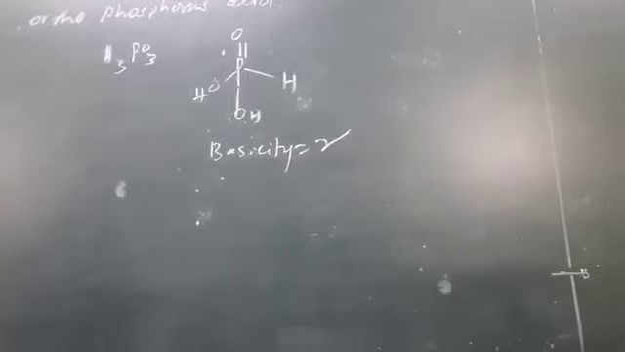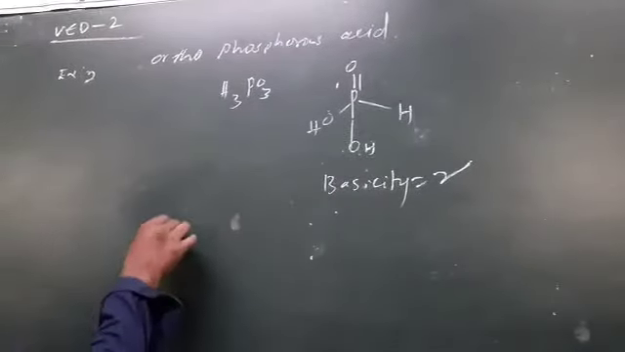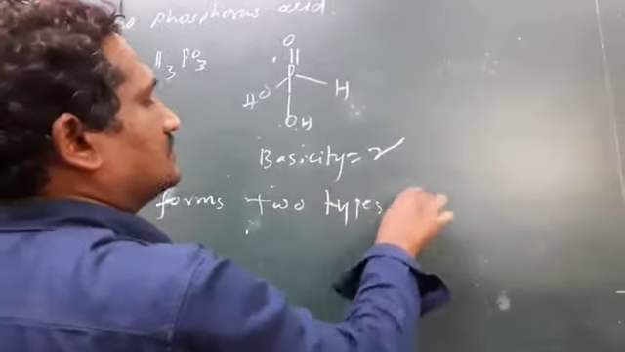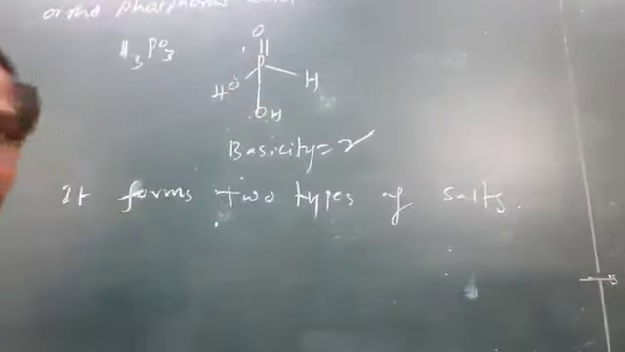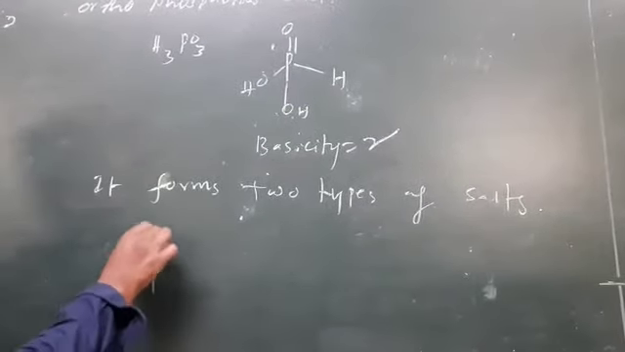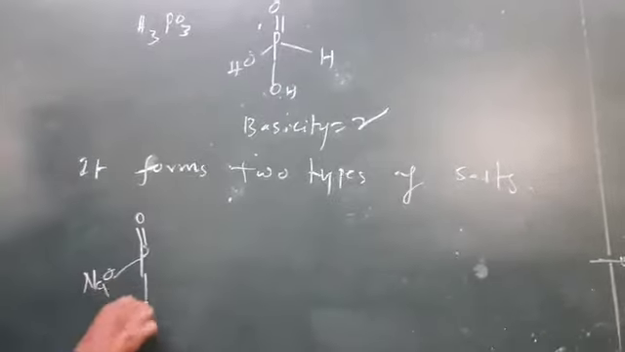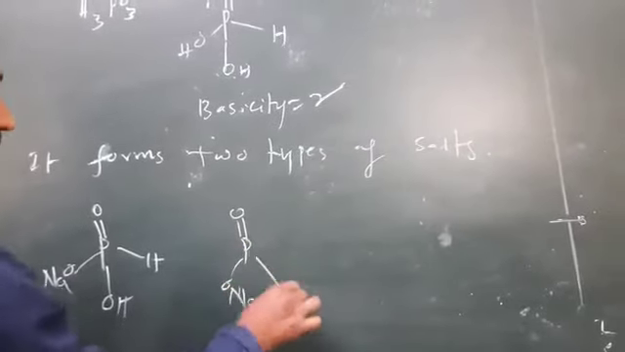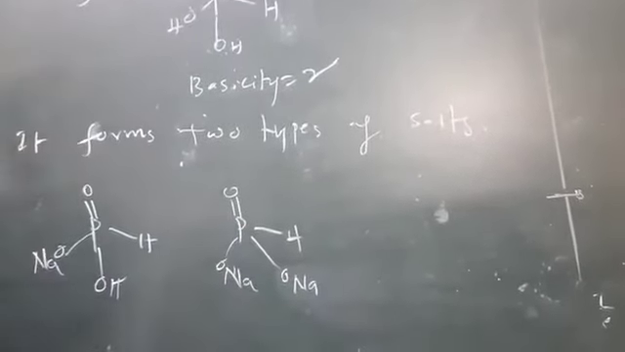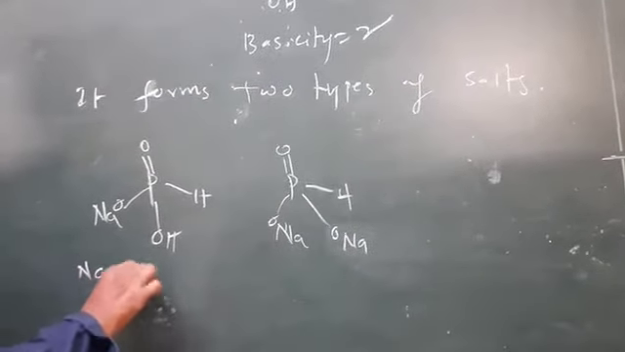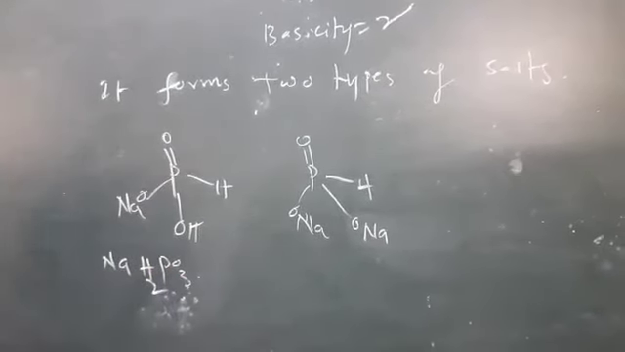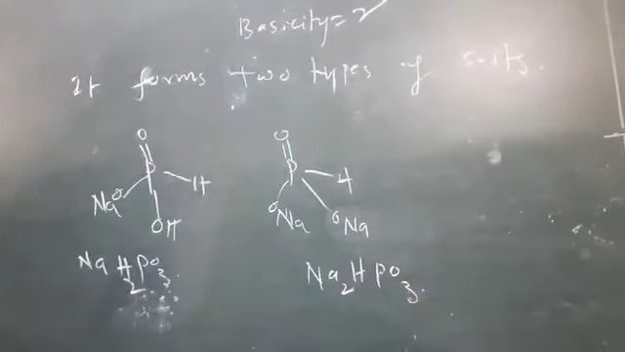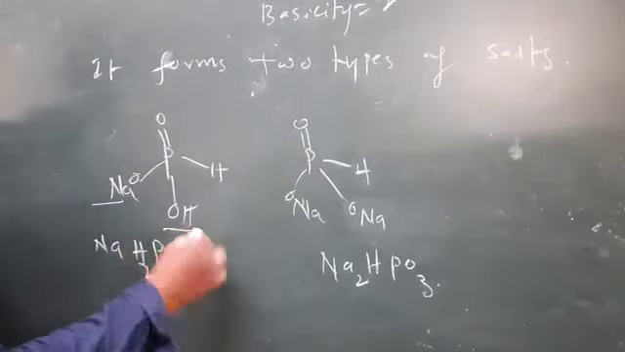So it forms two types of salts. That is P double bond O, Na, OH, H, and P double bond O, Na, H. Its formula is NaH2PO3. Its formula is Na2HPO3.